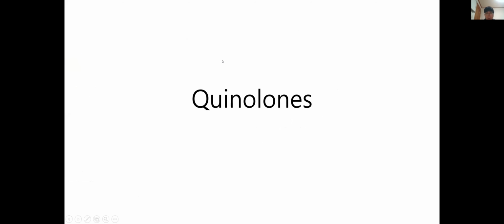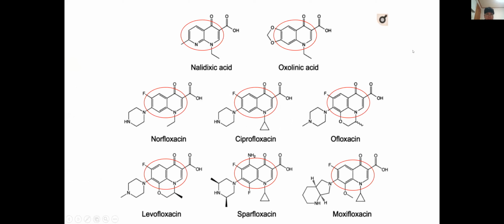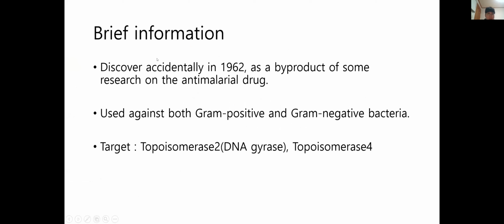Okay. I will talk about quinolones. Quinolones are antibacterial drugs that interfere with the DNA replication process. These are the quinolone family. They all have this bicyclic core structure. Quinolone was discovered accidentally in 1962 as a byproduct of research on an anti-malarial drug. Quinolone can be used against both gram-positive and gram-negative bacteria because quinolone's targets are topoisomerase 2 and topoisomerase 4. These are enzymes involved in the DNA replication process, and both gram-positive and gram-negative bacteria have these two enzymes.